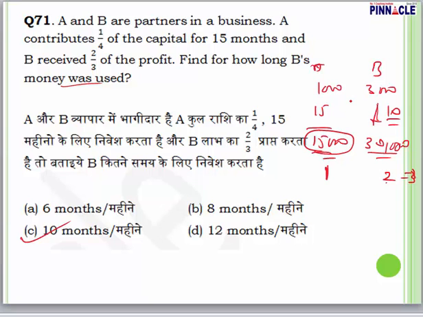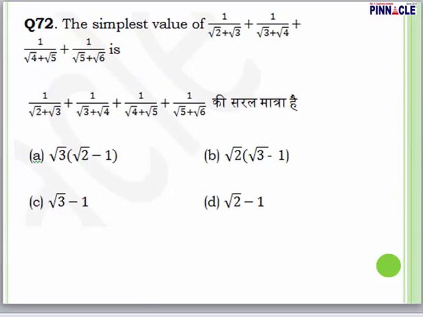Question number 72. The simplest value of 1 by root 2 plus root 3, plus 1 by root 3 plus root 4, and so on, is the expression. We have to find the value of this. When you find the expression in this format, always try to put the bigger value first. So if you rationalize this, you will get root 3 minus root 2. And if you rationalize this, you will get root 4 minus root 3. And then root 5 minus root 4.